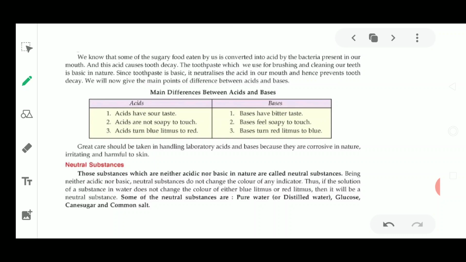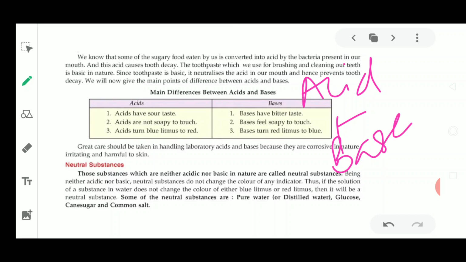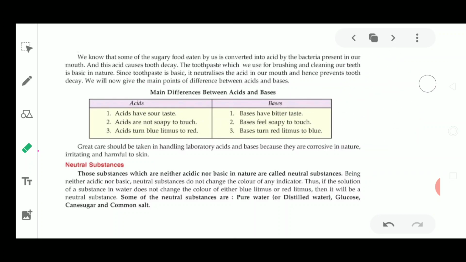That toothpaste contains a base, so it is basic in nature. Whenever an acid reacts with a base, it neutralizes the effect of the acid. So the base cancels the effect of the acid. That is why we use toothpaste to brush our teeth, because bacteria are present and producing acid. This is one of the uses of a base over an acid as neutralization. You will come to know about neutralization reactions in the later few slides.